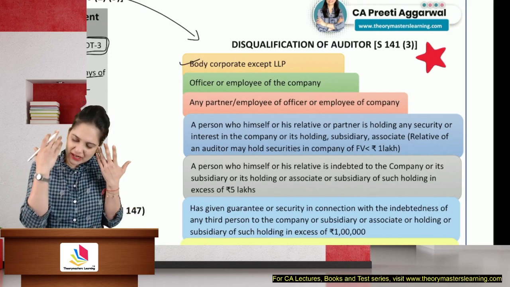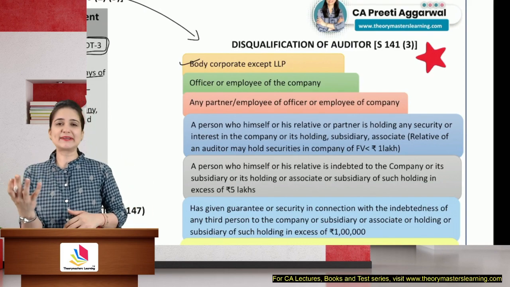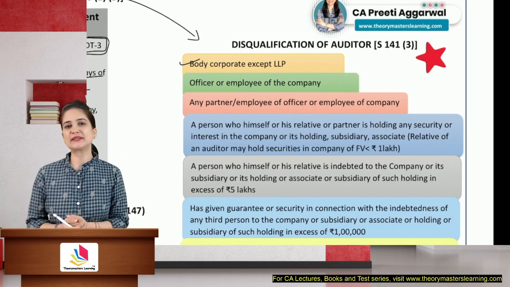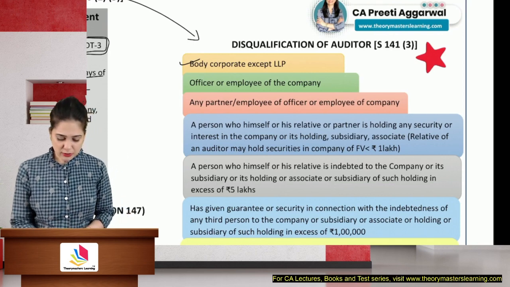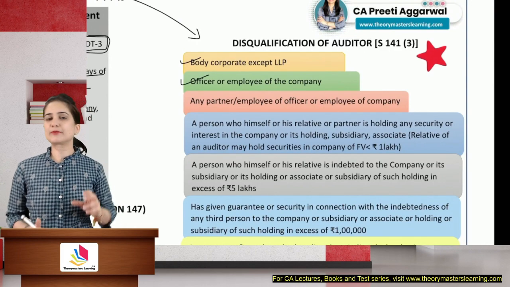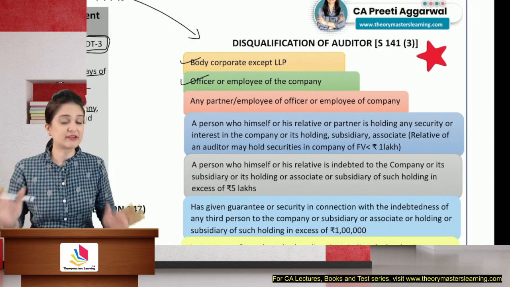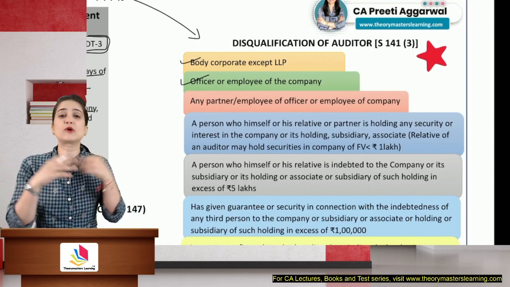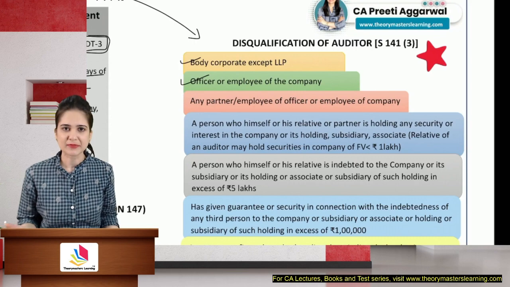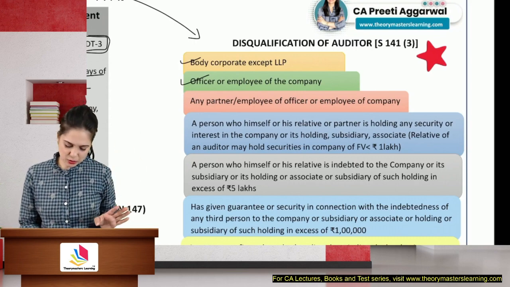But yes, now we are allowing LLP because of the best features that it offers: flexibility of partnership and limited liability of a company. You cannot appoint an officer or employee of the company. See, an officer or employee receives remuneration from the company. They will not be independent and unbiased. They will never say anything against the company. They will never go against the person who is paying them salary. So they are not unbiased, they are biased. We cannot appoint them as an auditor.